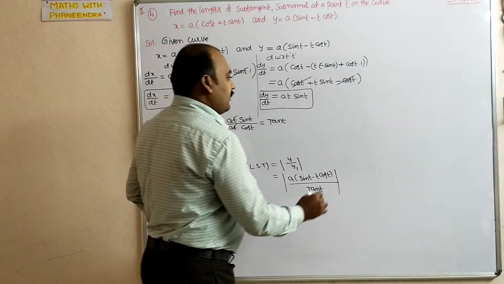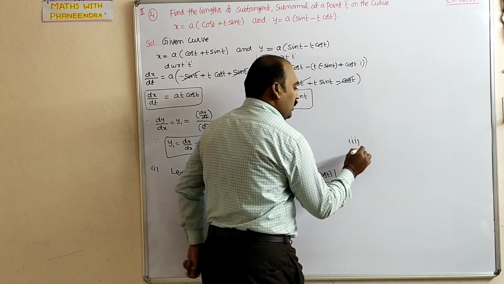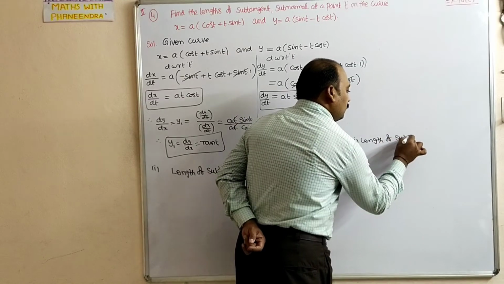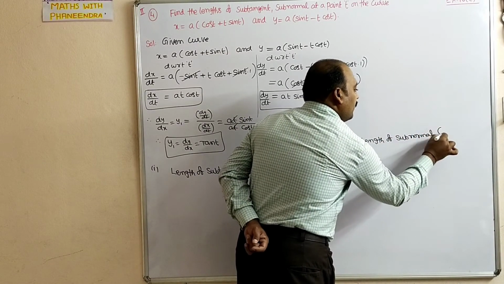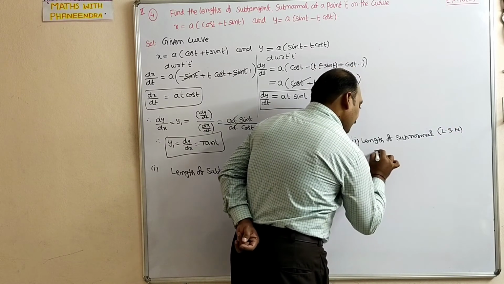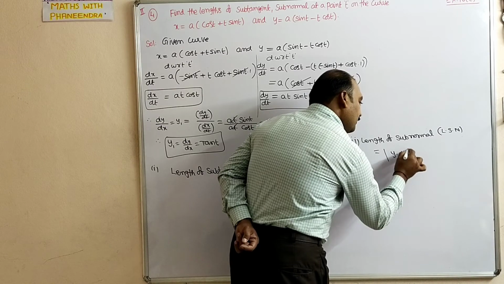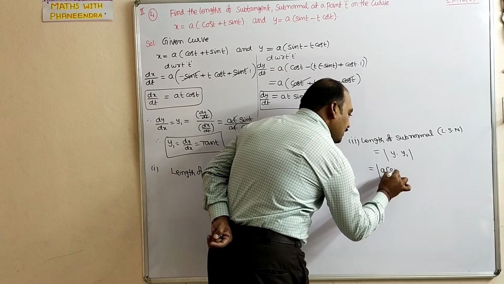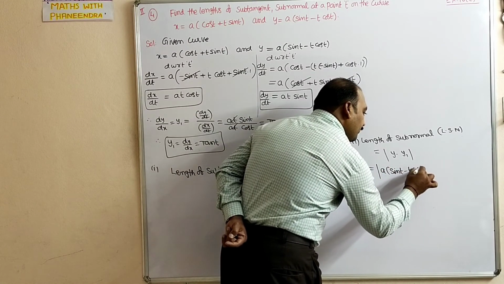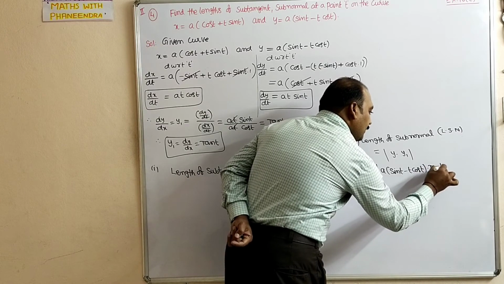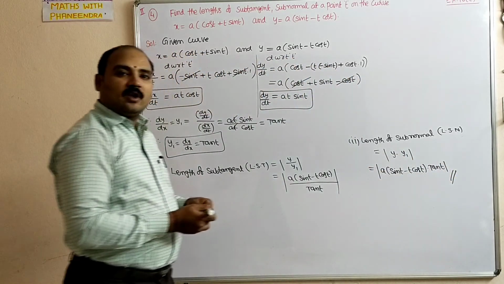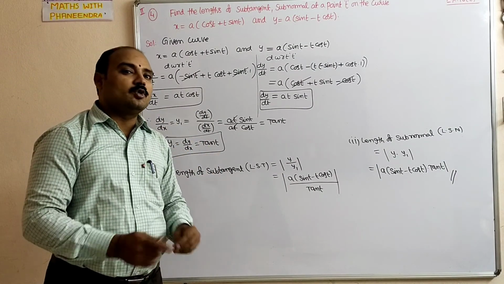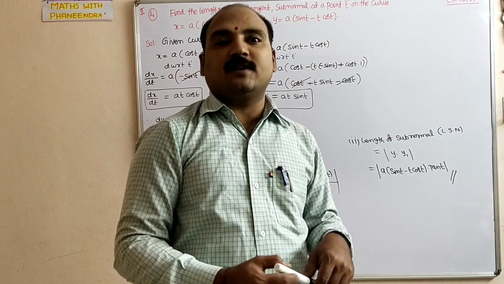Second one. What is the second one? Length of subnormal, LSN. It is mod y into y1, which is equal to mod of the y value, a into sin t minus t cos t, into tan t. That's all. It will come for 4 marks or as a short answer type question. This type of category questions are very important. We will move to the next question, the last question in this exercise.